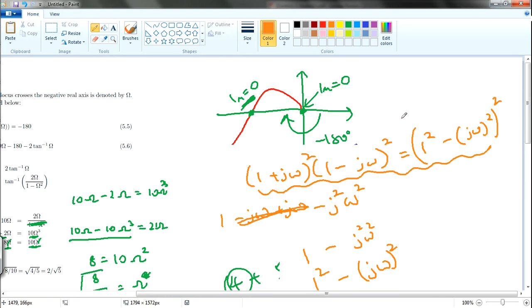So I will believe it. Okay, I believe if it's square. Okay, so let me repeat the whole thing again. If it's 1 plus j omega times 1 minus j omega, it is equal to 1 square minus j omega square.